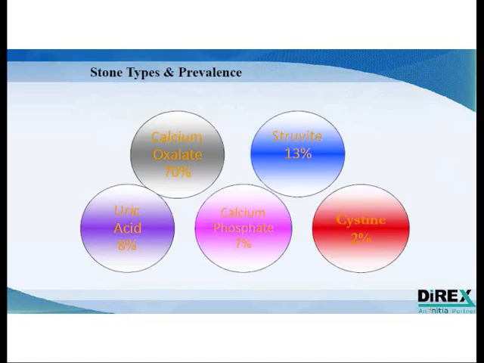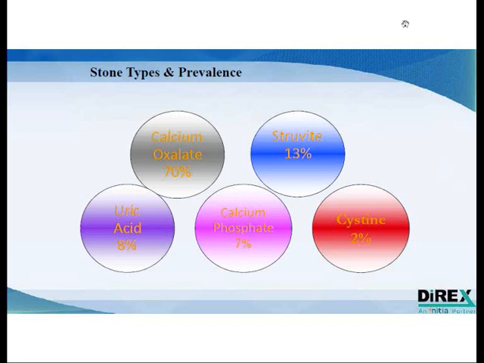Here is basically a split of the different types of stone that will be found. Most of the stones are calcium-based. They're pretty easy to break. Some stones are more difficult to break, like the cystine and calcium phosphate, and those you can treat, for example, with a laser. But ESWL is valid for the large majority of stones. Of course, the harder the stone, the harder it is to break using shock waves.